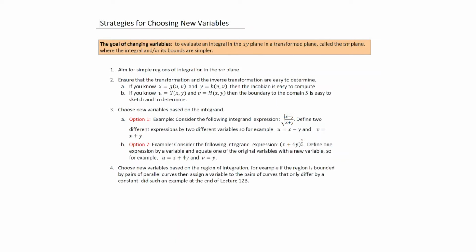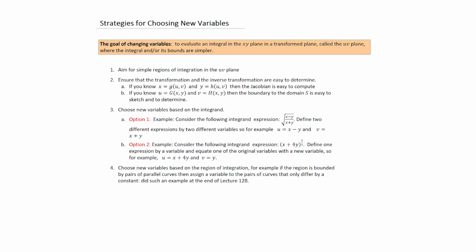Second option, an example, is to consider the following integrand expression, x plus 4y to the power 3 halves. What we could do in this case is define one expression by a variable and equate one of the original variables with the new variable. So for example, we could say u is equal to x plus 4y, but we'll let v equal y. Again, this is just a choice. It may work out, it may not, but these are examples as to how to approach a problem.